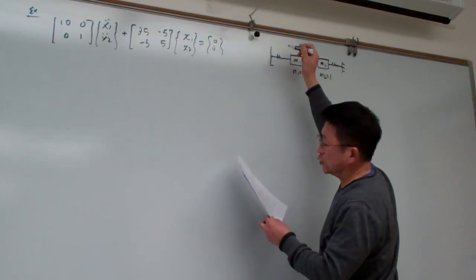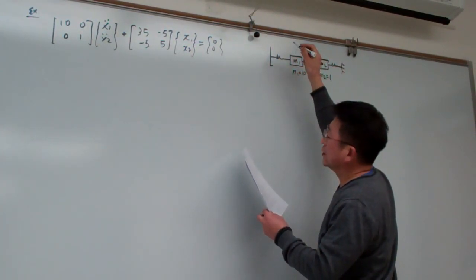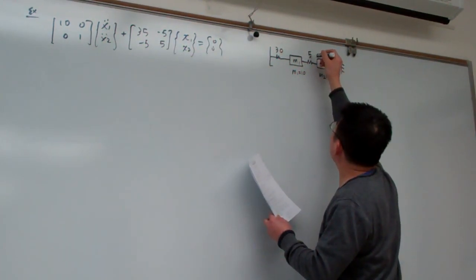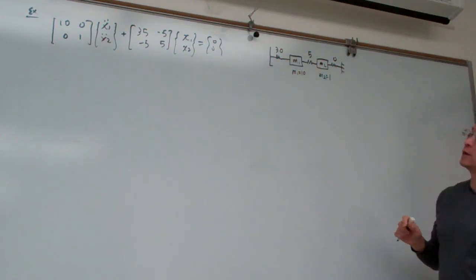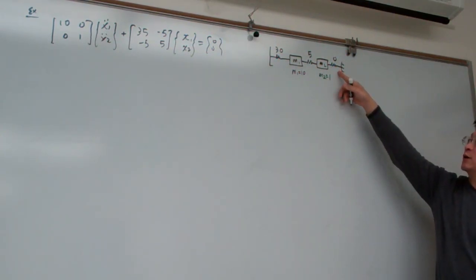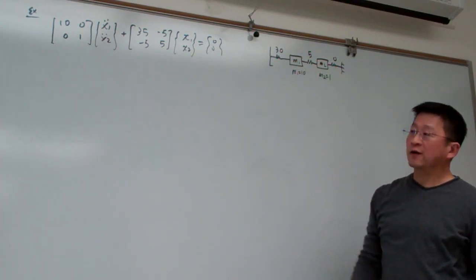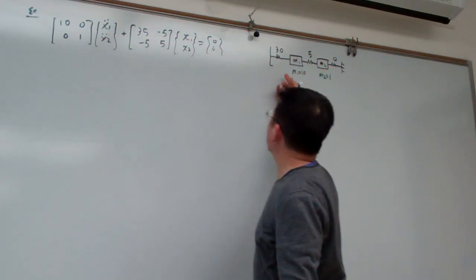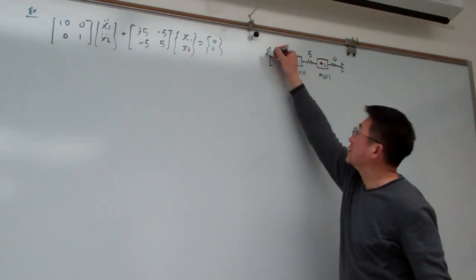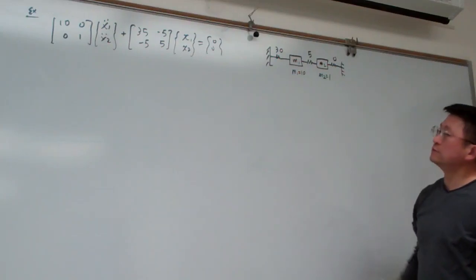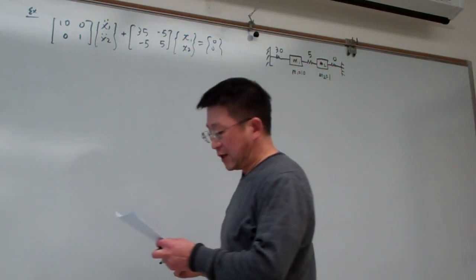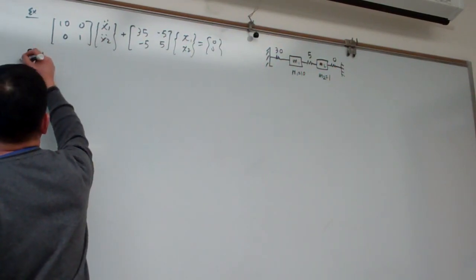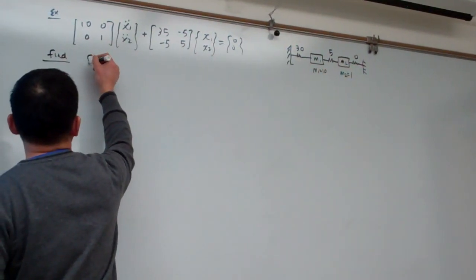This is a spring 30, this is spring 5, and this is a spring 0. Of course, if I change this one to non-zero, then the stiffness matrix will be modified a little bit. You can exercise this yourself; this is a wall here. So for this case, our solution is this. We're going to find the free response.